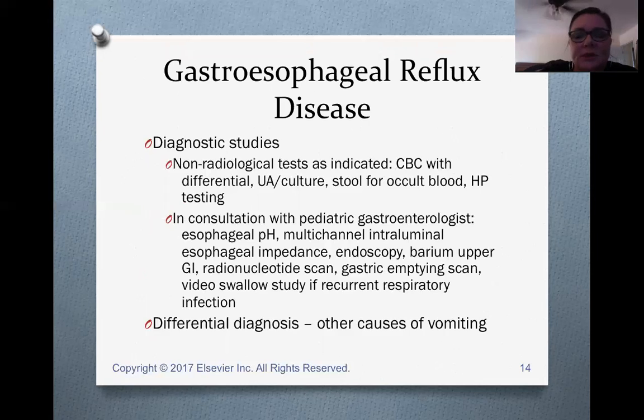We talked a little bit about the pH probe. That is truly the gold standard for diagnosis. In primary care practice, we can go ahead and treat symptomatically, see if they improve, and if there is an improvement in symptoms, then we can assume that that's GERD that we're treating. Then if they need long-term management, referral to a GI specialist for further testing.